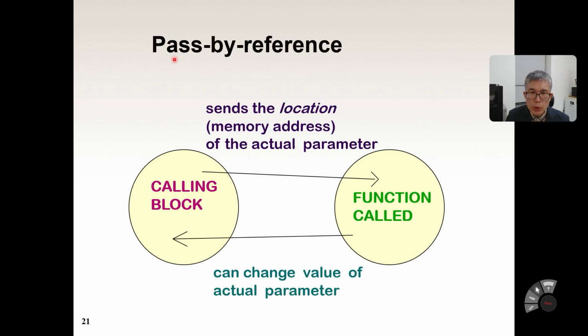But in call by reference, or pass by reference, the address of the actual parameter is delivered, and then we can change the value because the address indicates the location of the variable. That value can be updated after calling this function. The variable can be changed, so we can change the value of the actual parameter.